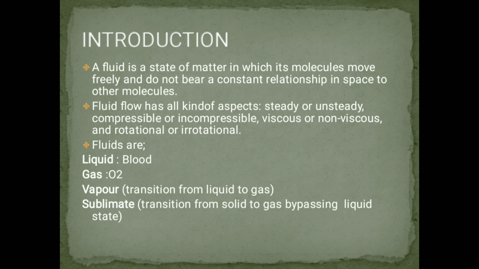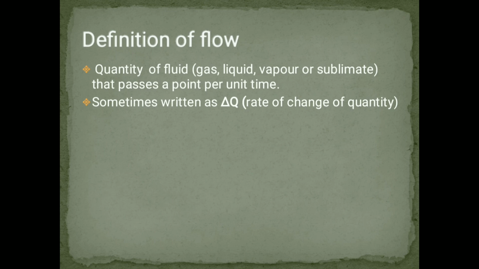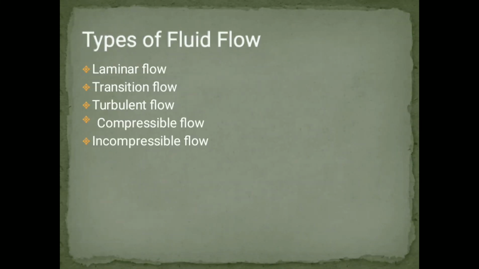So the next is, how do we define flow? What's the definition of flow? Flow is defined as a quantity of fluid, either gas, liquid, vapor or sublimate, that passes a point per unit time. It means flow is quantity per unit time. Flow is sometimes written as delta Q, meaning the rate of change of a quantity. Okay, moving on. The next we are going to discuss is the types of fluid flow.